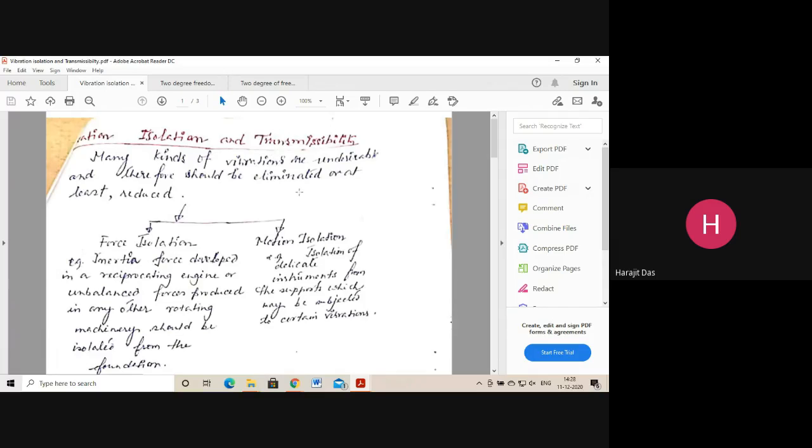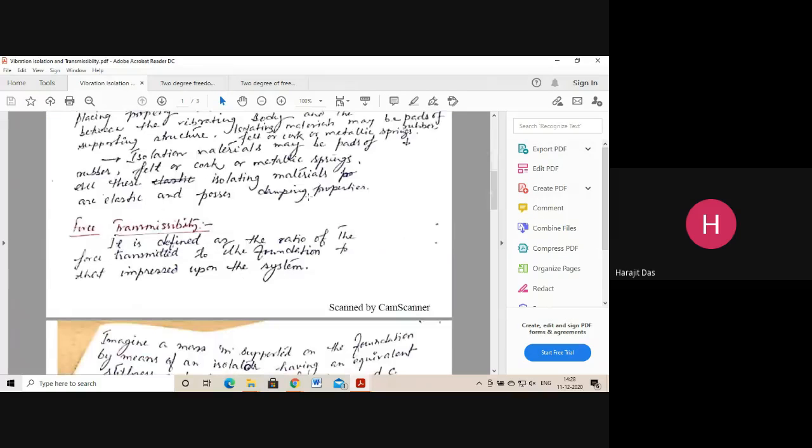So what is force transmissibility? We need to transmit the excessive force generated inside the machine to the ground, or through the support. It is defined as the ratio of the force transmitted to the foundation to that impressed upon the system. If I ask you what was the force impressed upon the system in forced vibration, will you be able to tell me? It is F naught sine omega t, the impressed force acting on the system while we were studying forced vibration, isn't it?